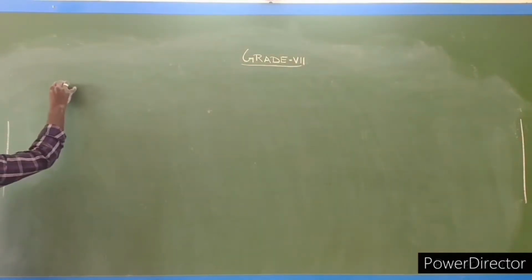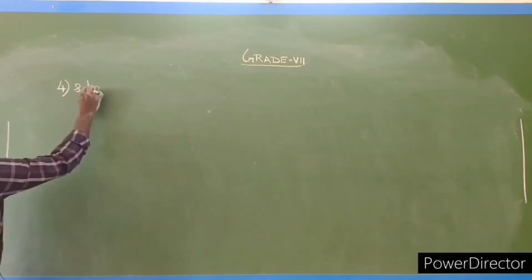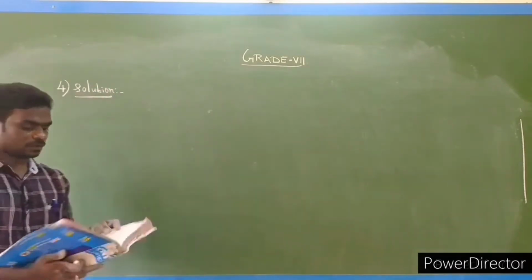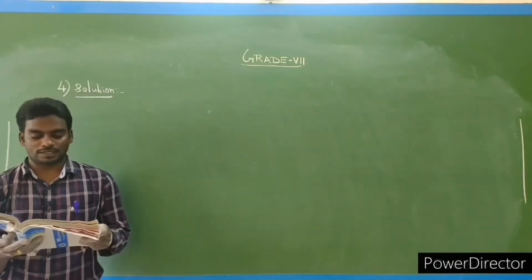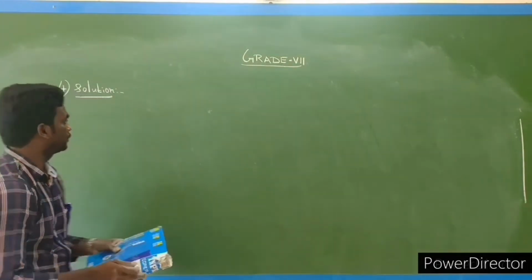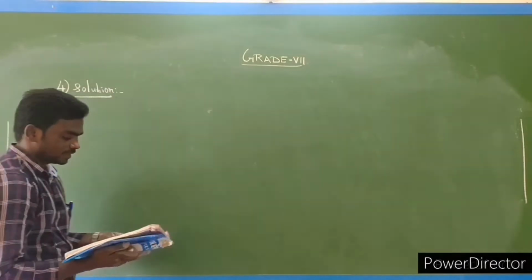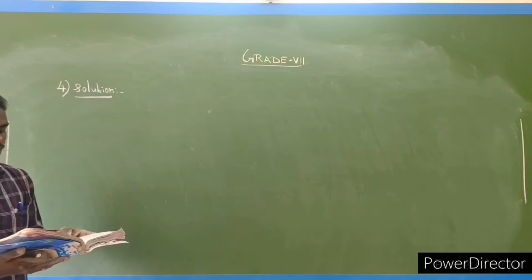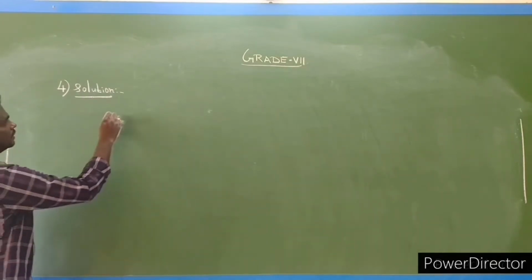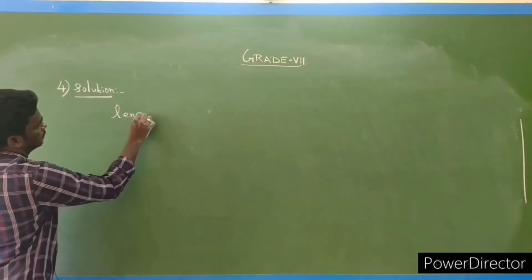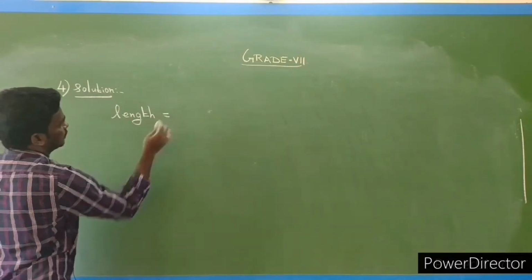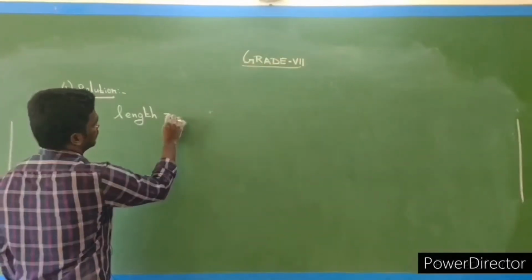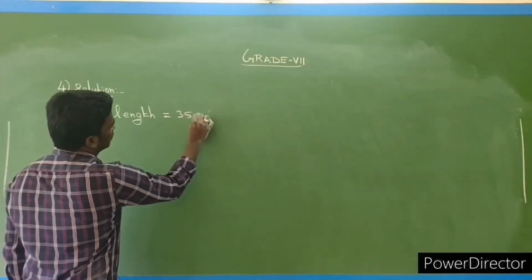Next, our fourth question. What is the fourth question here? The perimeter of the rectangular sheet is 100 centimeter. If the length is 35 centimeter, find its breadth, also find the area. Here, length is equal to 35 centimeter.